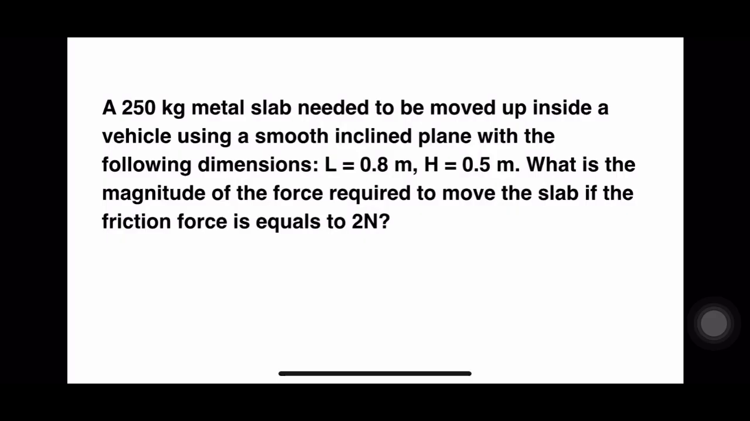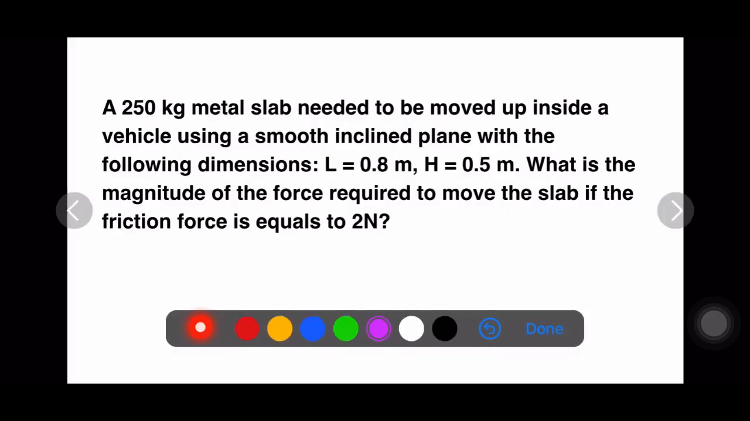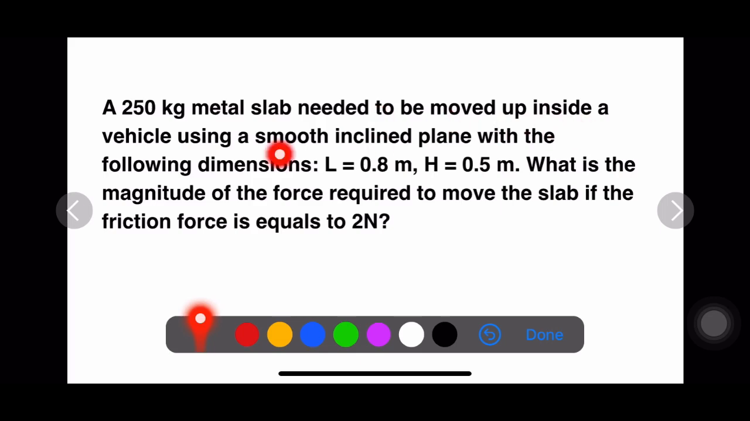Alright, let's have the second problem. We have here a 250 kilogram metal slab that needs to be moved up inside a vehicle using a smooth inclined plane. Take note, we have an inclined plane here. With the following dimensions of the inclined plane, the length is 0.8 meters and the height is 0.5 meters. What is the magnitude of the force required to move the slab if the friction force is equal to 2 Newton? So let's draw whatever is happening here.